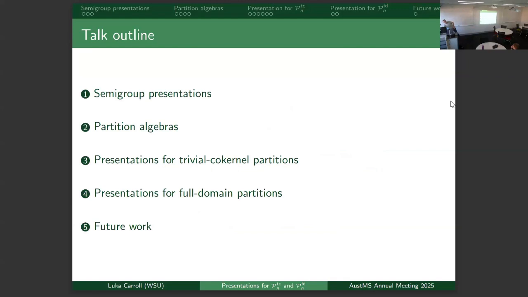Before I get to the main results of our work, I'm going to first briefly go over what a semigroup presentation is and hopefully explain why they're useful. And I'll also introduce the various kinds of partition algebras to help give some context for the objects that we were studying.